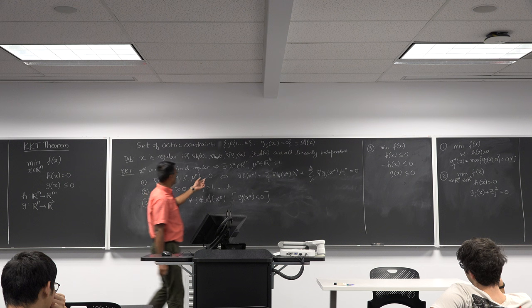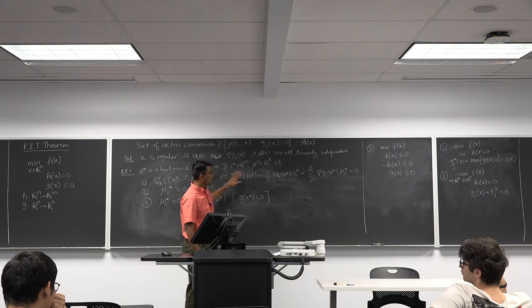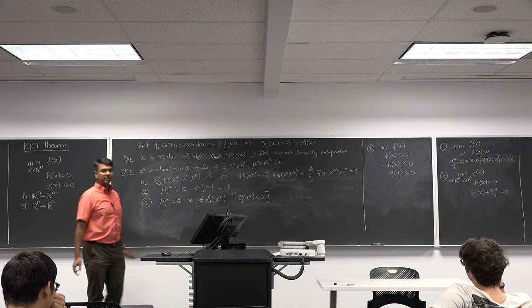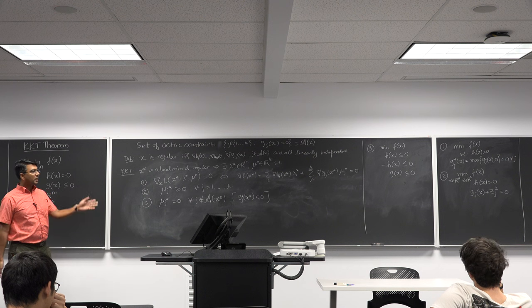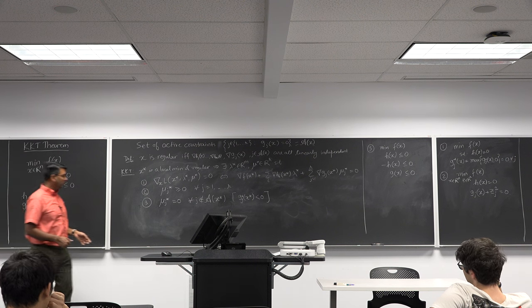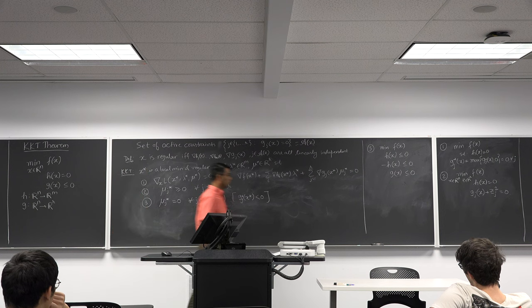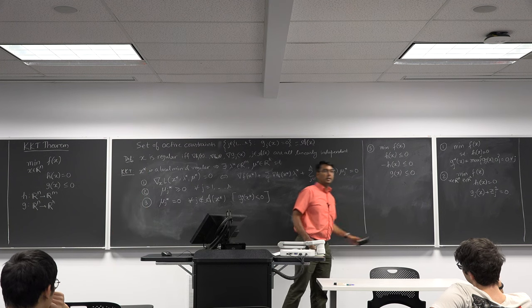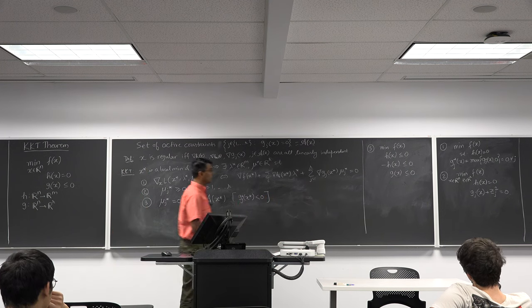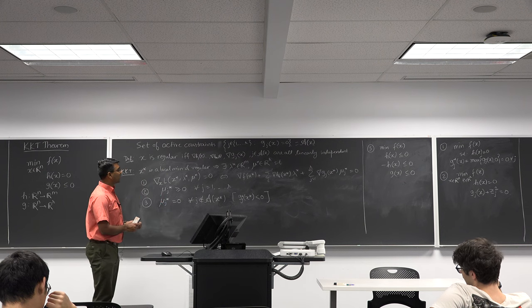Any point x star, lambda star, and mu star that satisfies these conditions would be called a stationary point. Whenever we come up with an algorithm that solves this problem, it converges to a stationary point. And then we need to check if the sufficient condition holds or not in order to establish optimality. So let's see what the sufficient condition says.